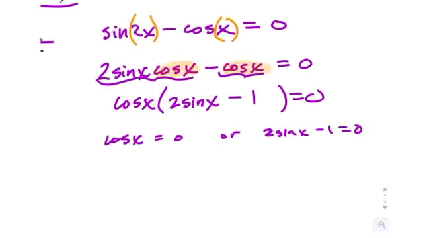All right, so now cosine of x is equal to 0. That one's ready to go. In the second equation, now we have just a single variable term, so our goal is to isolate it. And if you bring the 1 across and divide by 2, you get sine of x is a half.